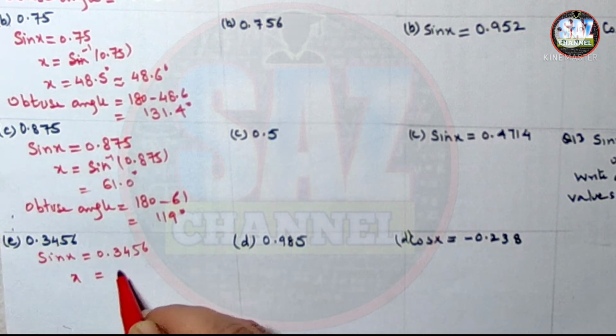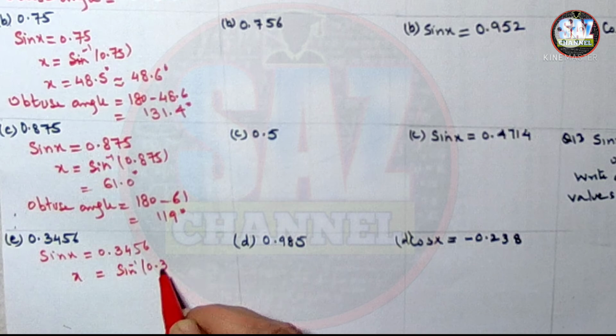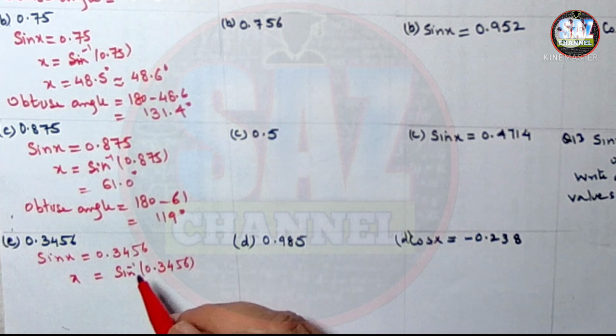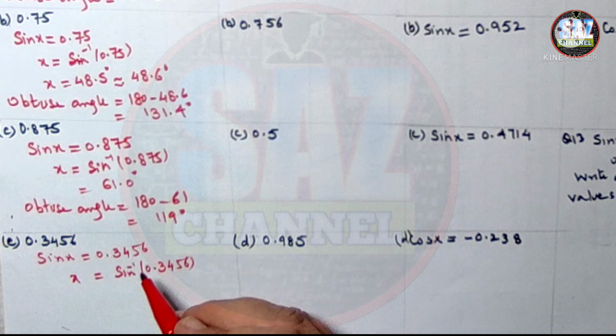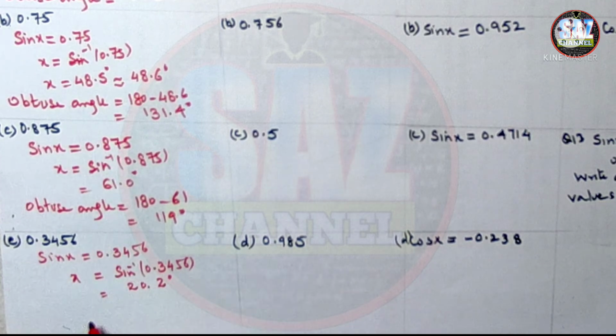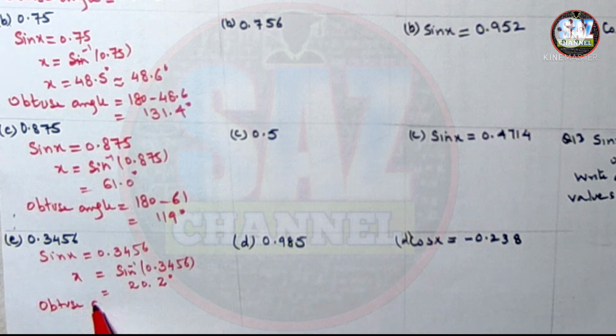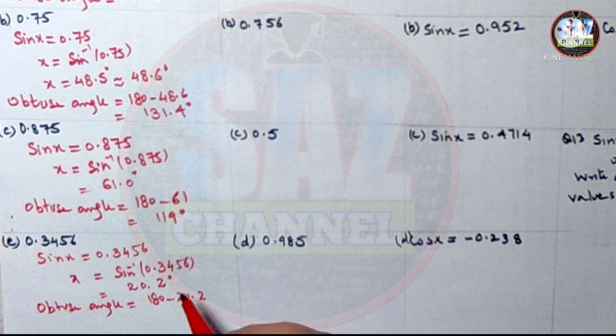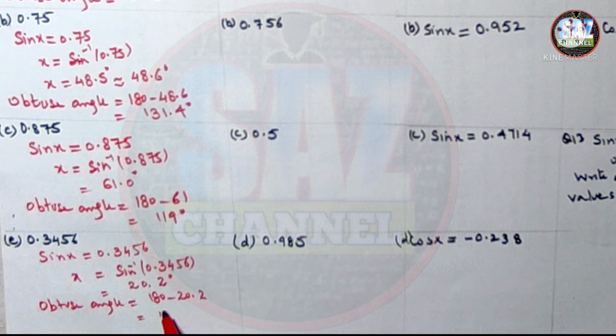And for the last part, sine of x, really easy questions, equals 0.3456 and x equals sine inverse of 0.3456, and this is again 20.2 degrees, and required obtuse angle will be 180 minus 20.2, because for the obtuse angle the terminal arm will be in the second quadrant, and we have to take away the value of the acute angle from 180 to get the answer in the second quadrant or obtuse angle, and this is 159.8 degrees. I hope you are clear about this.